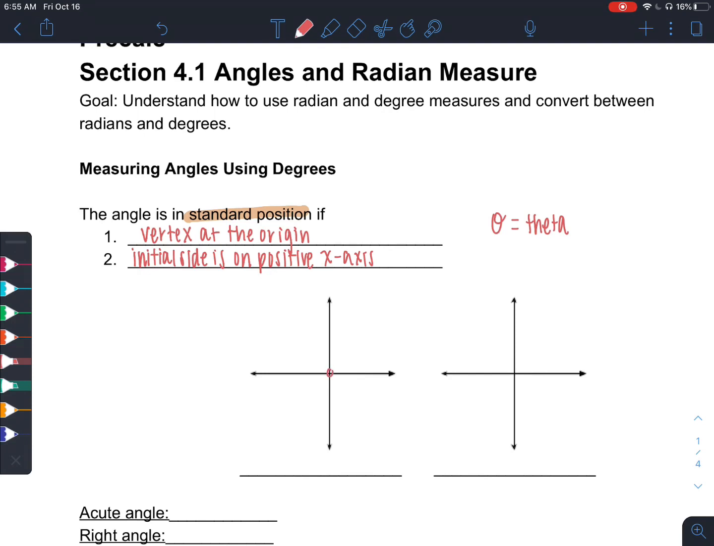So here I'm going to have my vertex at the origin, and then I have to have my initial side right here. And then I'm going to have this terminating side. And then my theta is from the initial side to the terminating side, right there. If I have a negative, so that's a positive standard position.